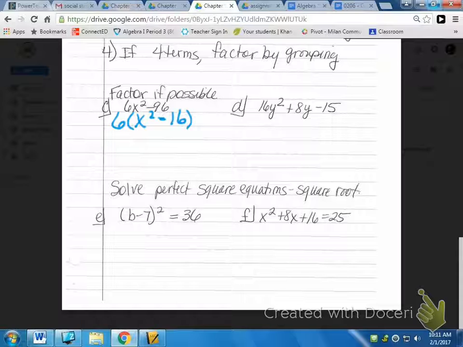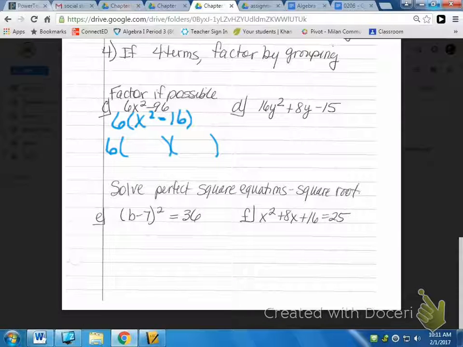Okay, so in the parentheses I have a binomial. Is it a difference of squares? So you ask yourself, is x squared a perfect square? Yes. Is 16 a perfect square? Yes. And is there a minus in the middle? Because if there's not, it won't work. But yes, so we definitely can take it a step further then.